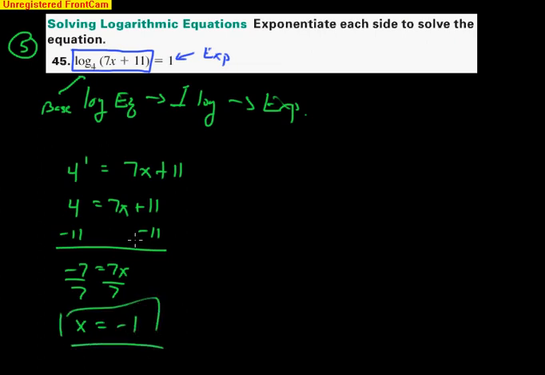And of course, again, it's simple to check. 4 to the first power is 4. So I need to plug in negative 1 here. 7 times negative 1 is negative 7. Negative 7 and 11 is 4. So it does work. Alright, last problem coming.